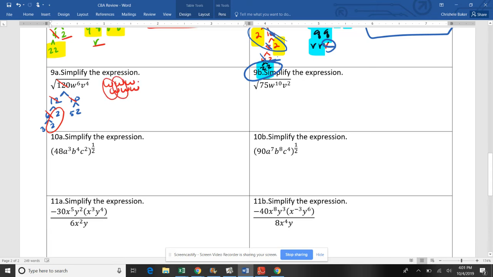There are 3 groups of W's and 2 groups of V's. I have a group of 2s. I have 3 groups of W. I have 2 groups of V's. I have a leftover, no letters, no variables, but just a 3, a 5, and a 2. So I'll multiply those. 3 times 5 times 2 is 30.